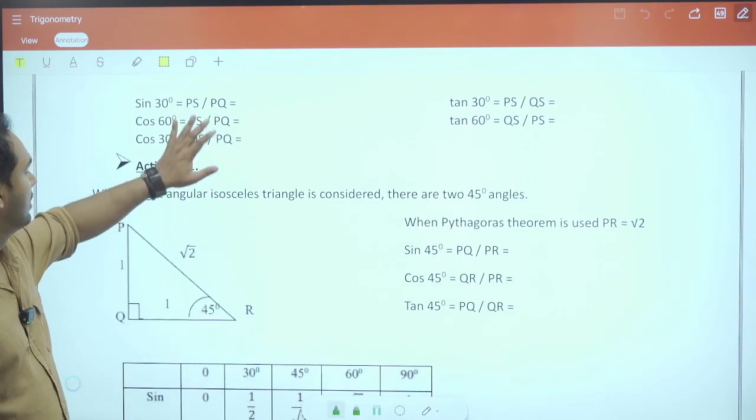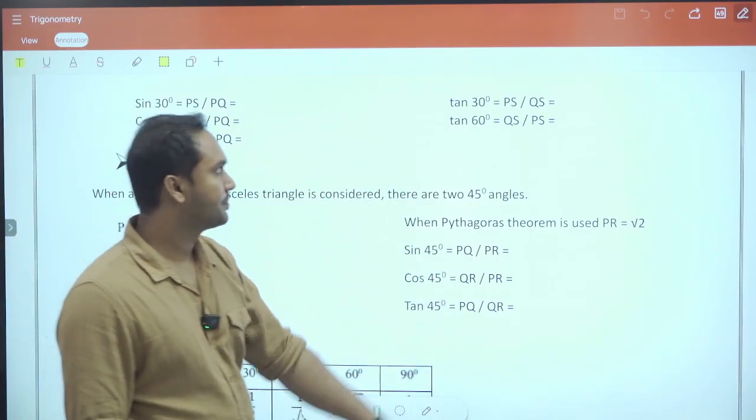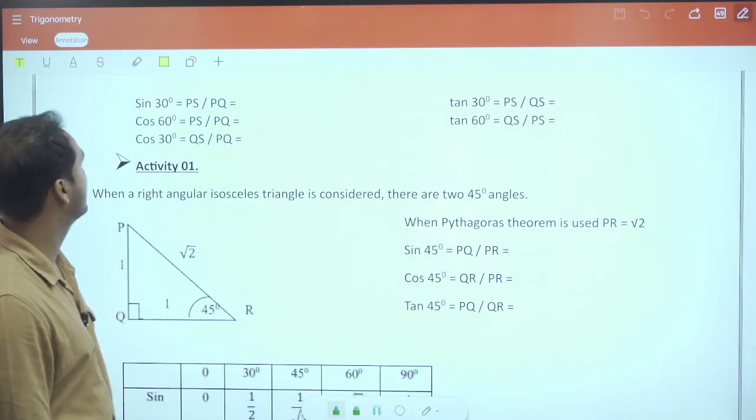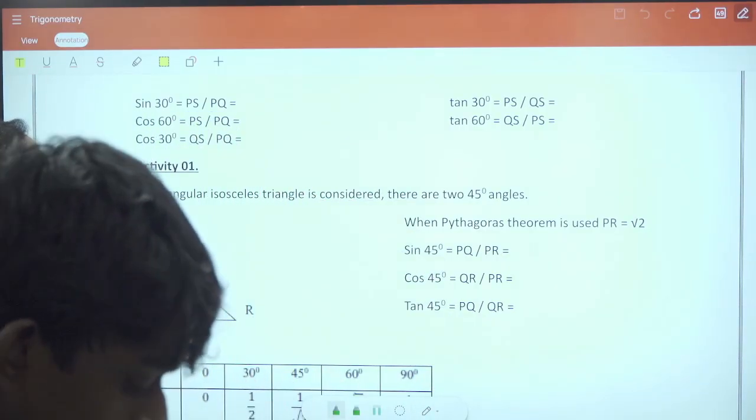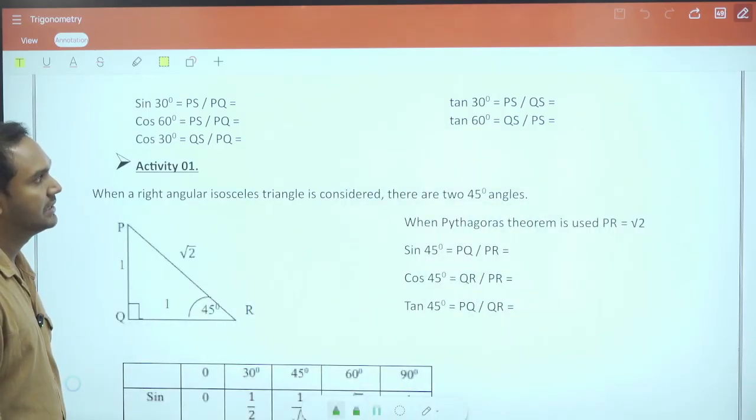Right. Write the values again: sin 30, cos 60, cos 30, tan 30, tan 60.